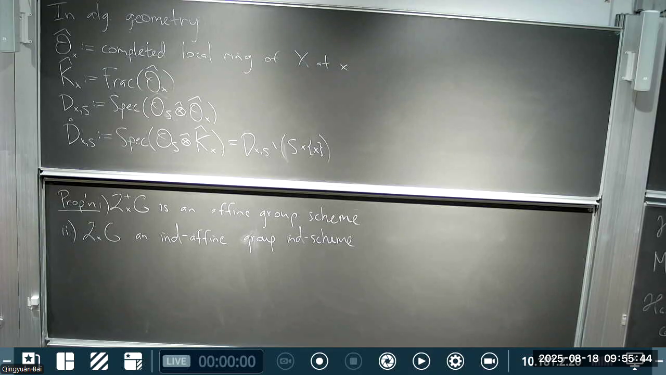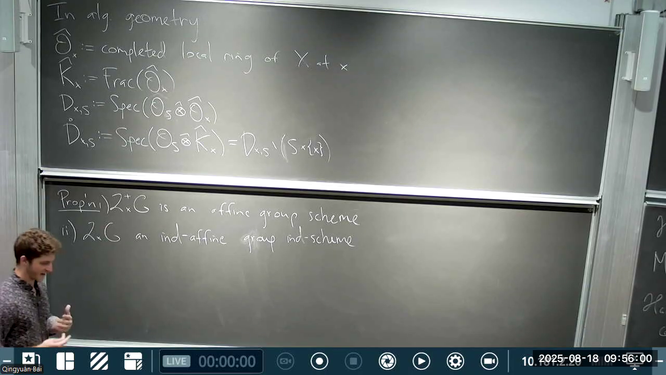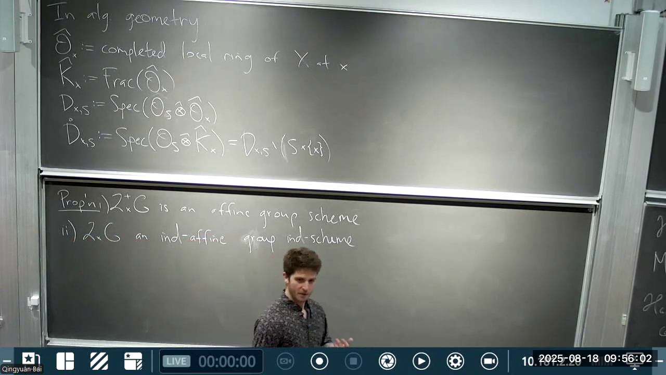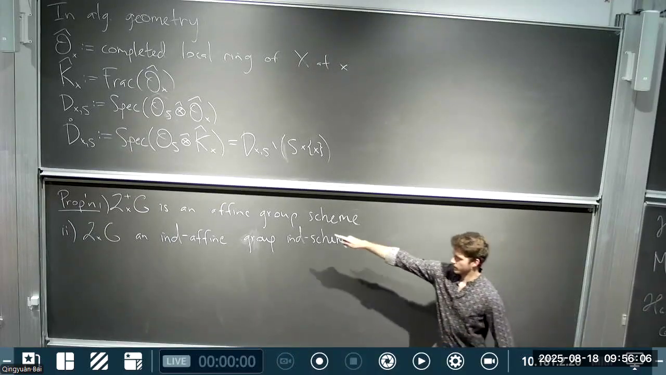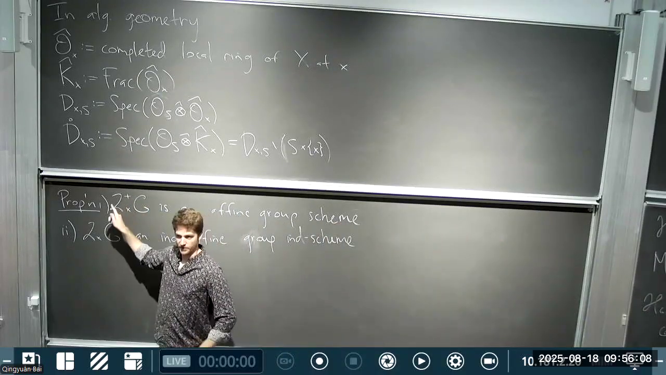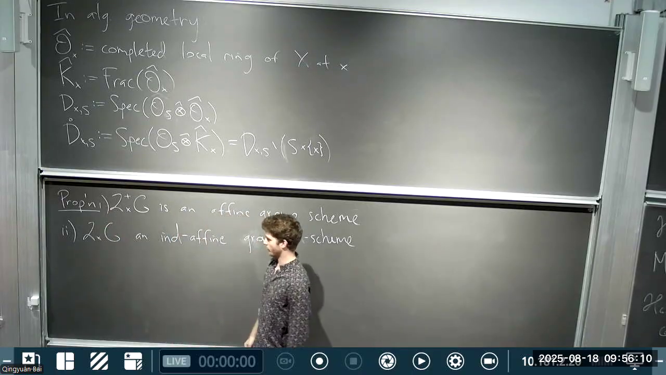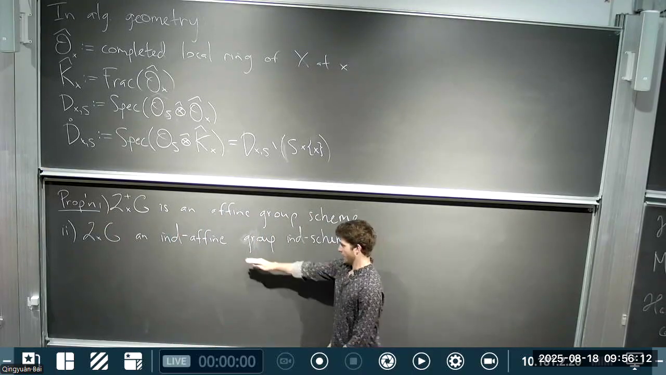If I consider maps out of the disk, well, the disk is, with the Laurent series, a limit of all the truncated polynomial rings of all degrees. If I were to take maps just out of Spec of polynomials mod t to the n, that would in fact be a finite dimensional algebraic group. But when I consider the entire disk, I am actually taking a limit of algebraic groups of finite type. And so it's infinite type.